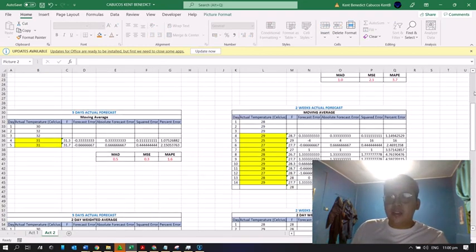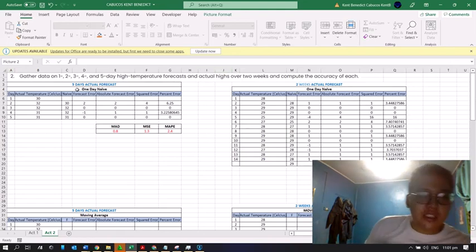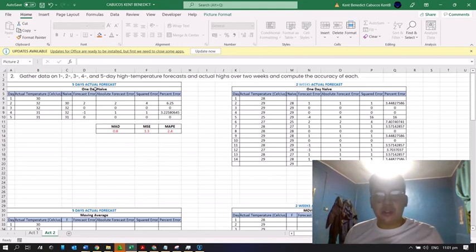For activity 2, we're going to gather 5-day data of high temperature and a 2 week actual forecast, and we're going to use 4 methods. First, we're going to use the naive method. Again, just like the other, nothing changes.